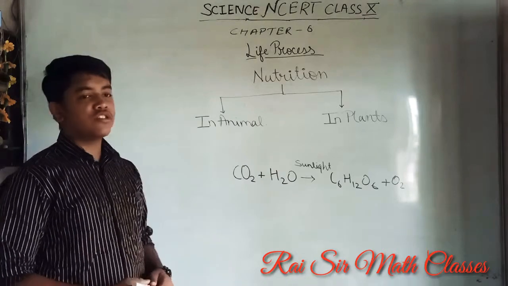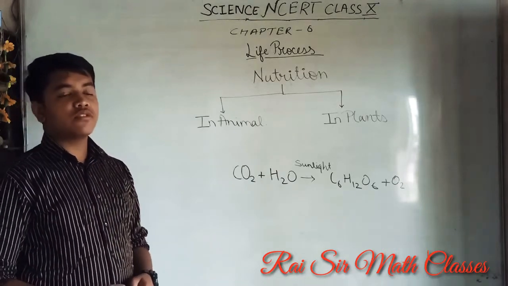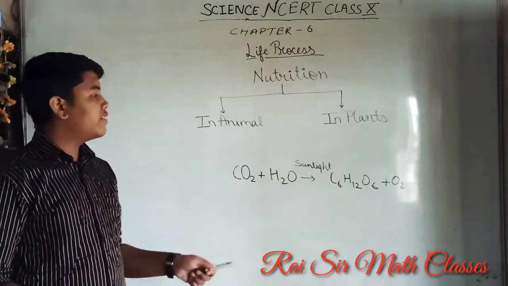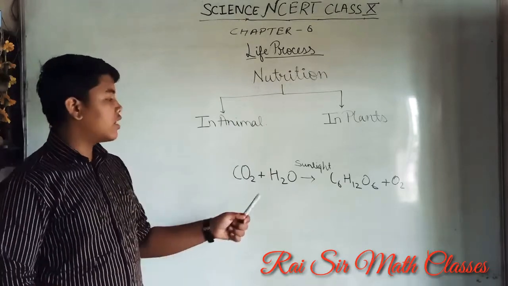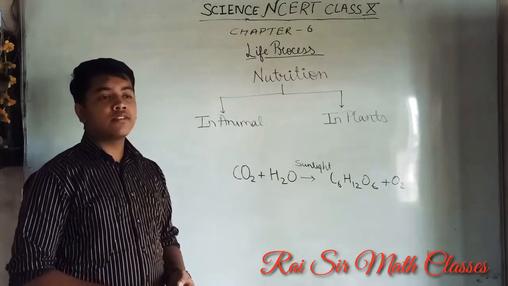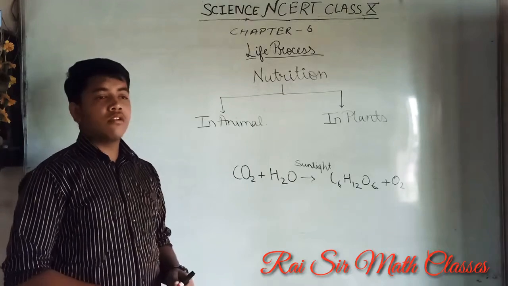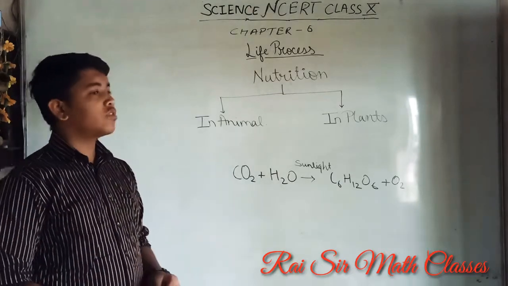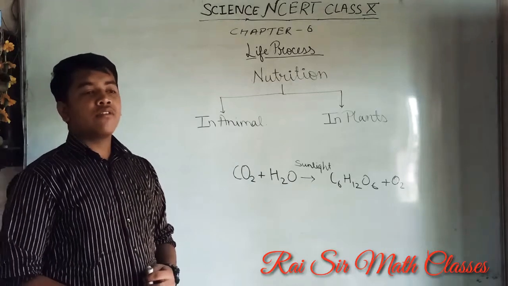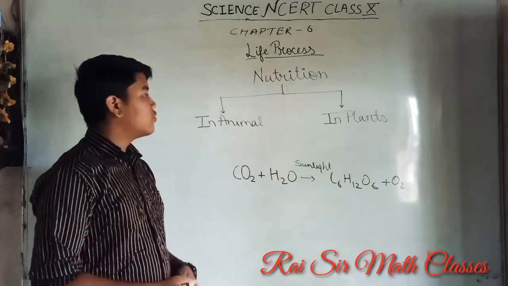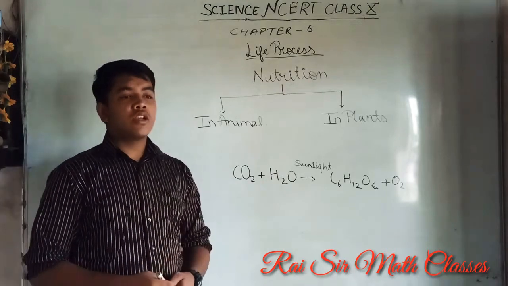Now what is this process? Photosynthesis is the process by which a plant makes its own food in the presence of sunlight with the help of water and carbon dioxide. It releases oxygen and some amount of energy in the form of glucose, or as we can see, in the form of fruit. So what is this process?